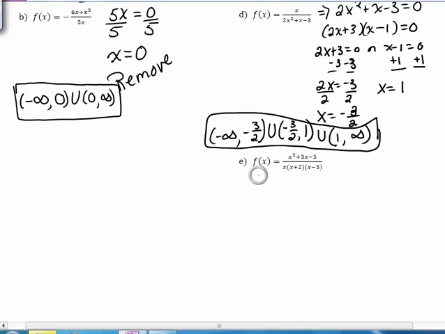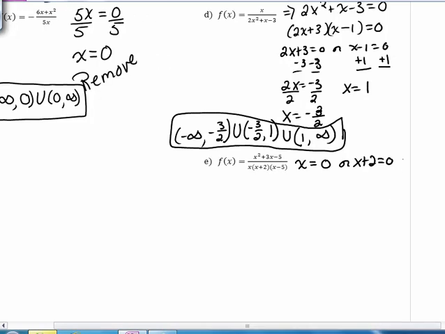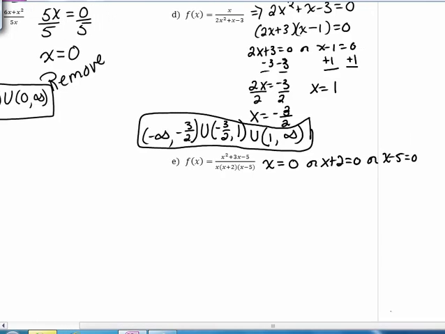In our last example here, f of x is equal to x squared plus 3x minus 5 over x times x plus 2 times x minus 5. So this time they have the denominator factored for us already, so that's nice. So we know that either x has to be equal to 0, or x plus 2 is equal to 0, or x minus 5 equals 0. Make sure you can see that. So we have one value right away.